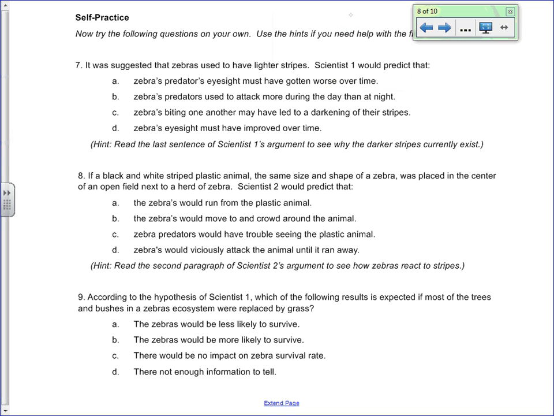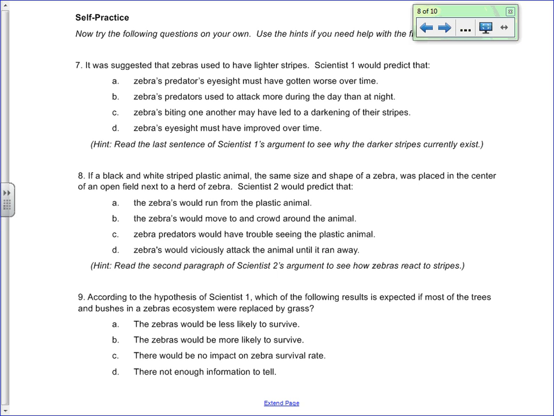If you are pressing play at this point, that means you've already answered questions 7, 8, and 9, and you're ready to go through the answers. Let's get started off with question 7. We have a volunteer to read question 7 for us. It was suggested that zebras used to have lighter stripes. Scientist 1 would predict that zebras' predators used to attack more during the day than at night. How do we say that?